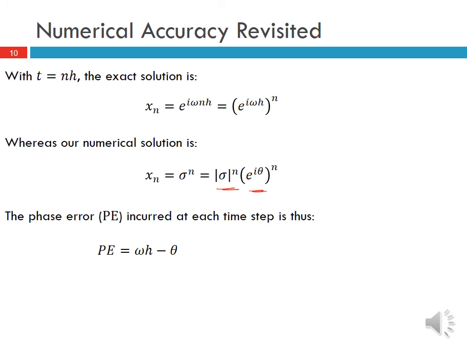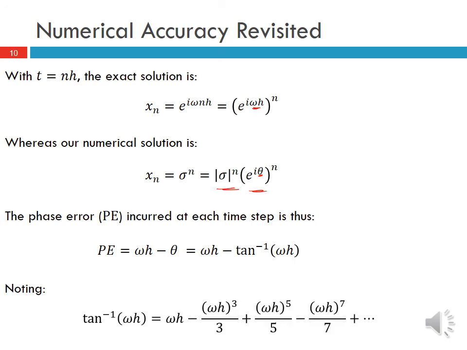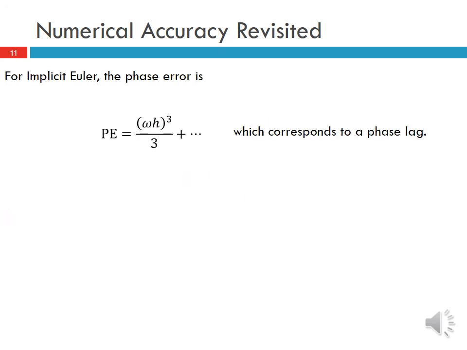So the phase error is found by comparing this omega h here with our theta. So the phase error is omega h minus theta, which is omega h minus inverse tan of omega h. And we can note that inverse tan of omega h can be expanded as shown here: omega h minus omega h cubed over 3 plus omega h to the power 5 over 5, etc. So for implicit Euler, we reproduce only the omega h term. So the phase error is omega h cubed over 3, which corresponds to a phase lag.